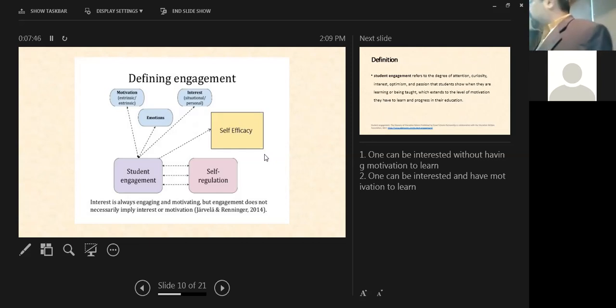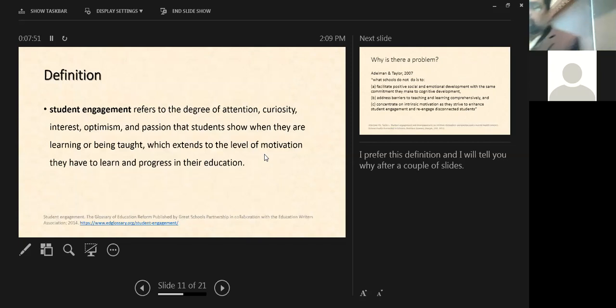That's one takeaway that we can walk away with. So the definition, or one that I thought would be good, is: student engagement refers to the degree of attention, curiosity, interest, optimism, and passion that students show when they are learning or being taught, which extends to the level of motivation that they have to learn and progress in their education.